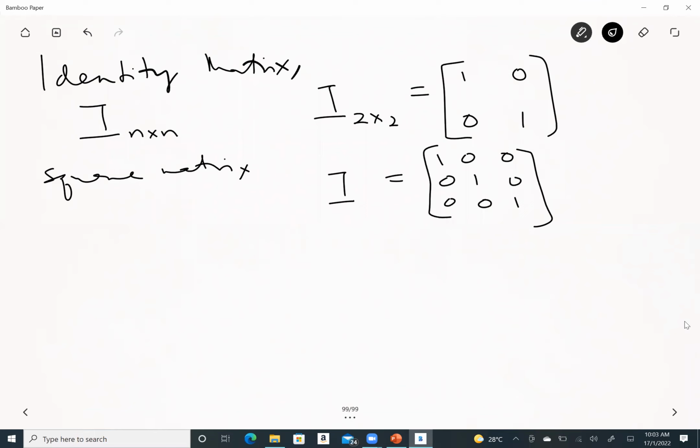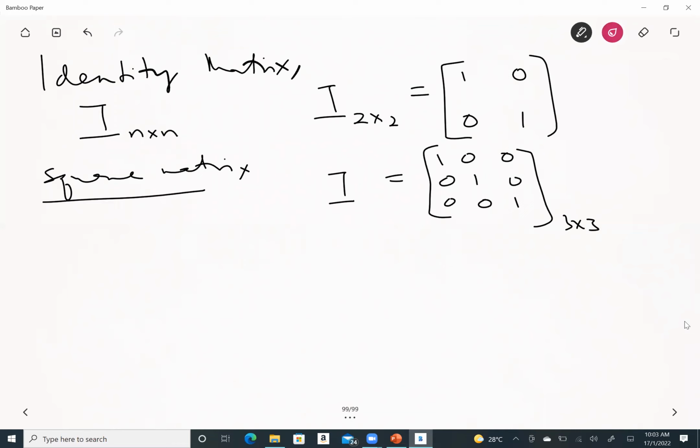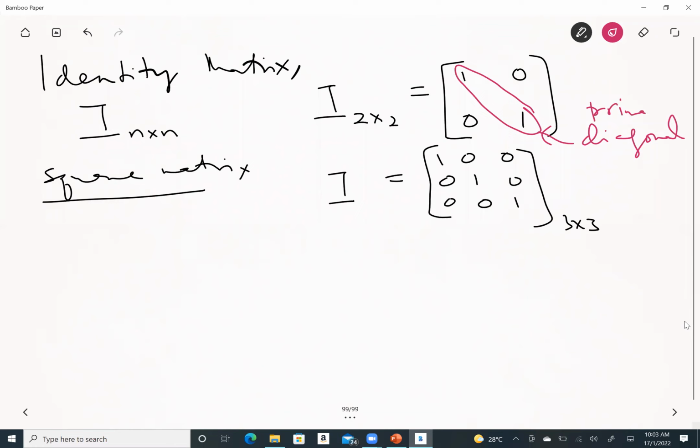Now, what is an identity matrix? Number one, I said square matrix. Here is 3 by 3. Number two, the special character that doesn't exist in any other type of matrix is that the elements are in the primary diagonal. We call this diagonal, the one that goes from left to right, the primary diagonal. Because there is another diagonal going that way. Okay, that is the secondary diagonal.